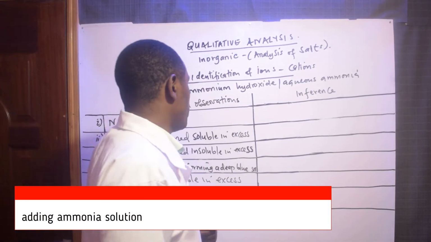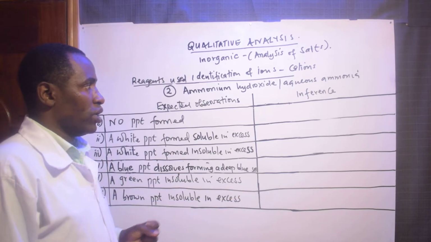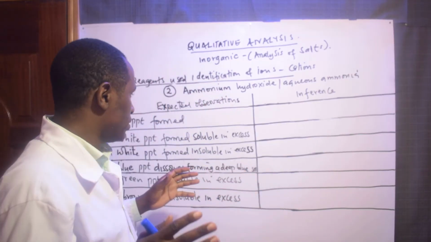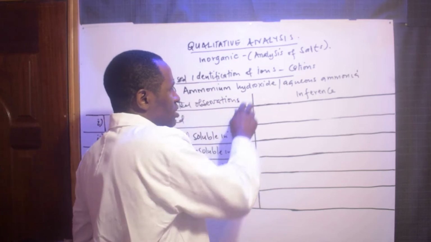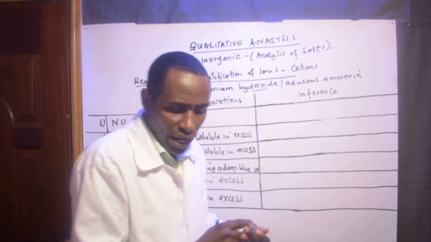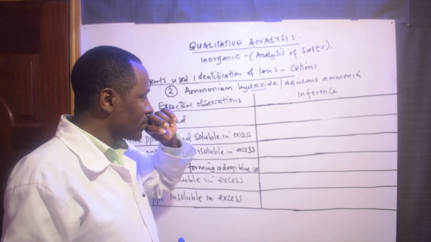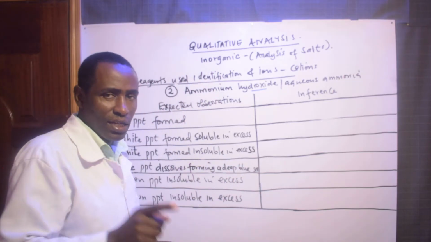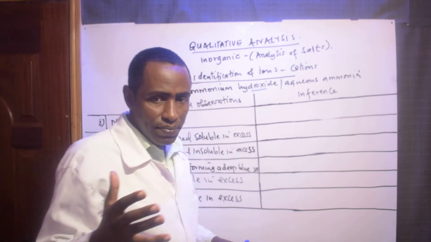Now, let us look at the second reagent, which happens to be ammonium hydroxide. Ammonium hydroxide is also aqueous ammonia. As you can see, it is a base. The mention of hydroxide ions tells you that this is a base. However, there is a difference between ammonium hydroxide and sodium hydroxide, because ammonium hydroxide is a weak base.